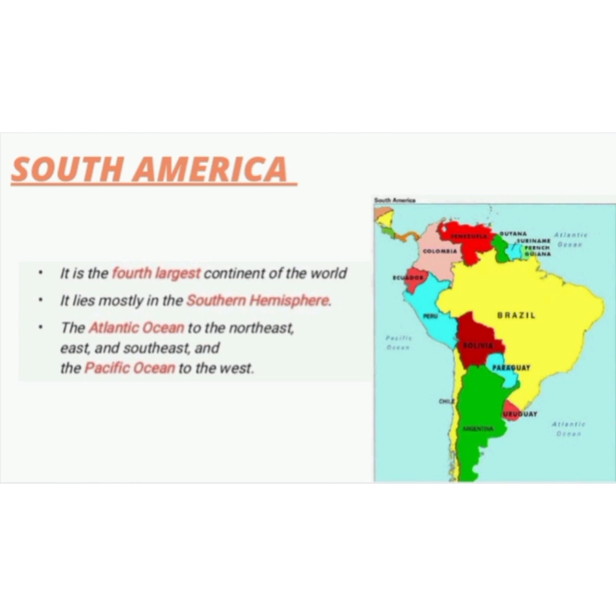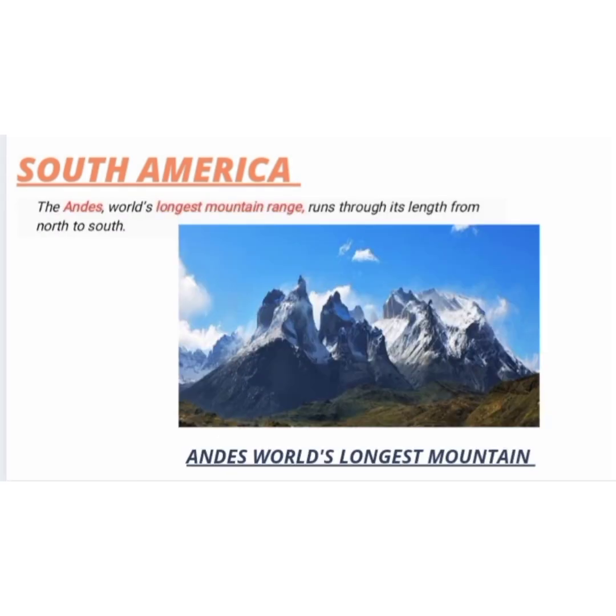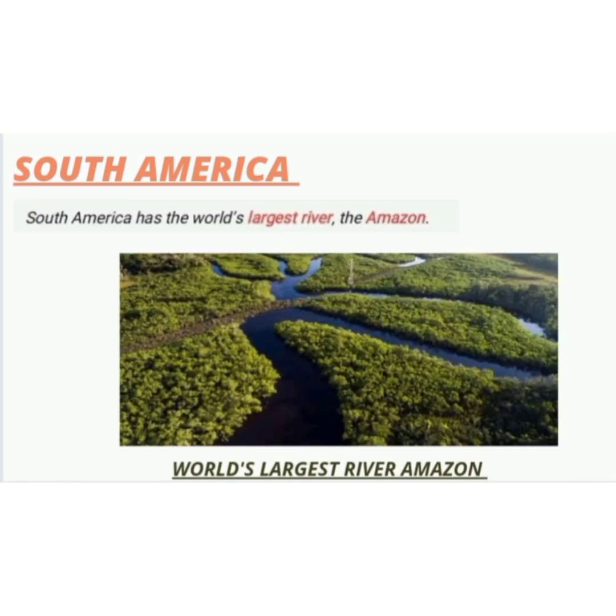And you see, South America is bounded by the Atlantic Ocean to the northeast, east and southeast, and the Pacific Ocean to the west. Now, the world's longest mountain range, the Andes, runs through its length from north to south. And South America also has the largest river of the world, the Amazon.